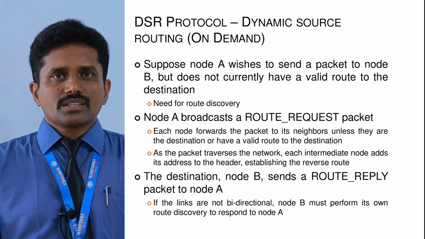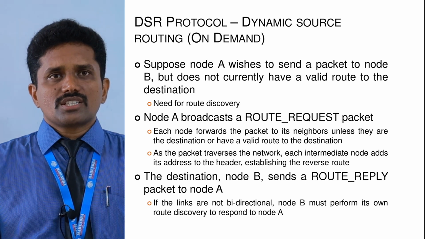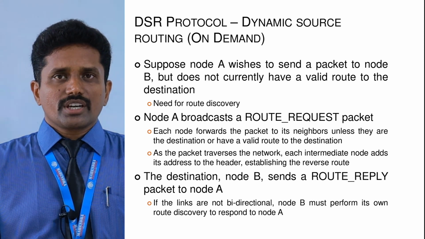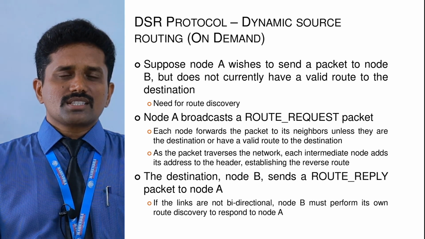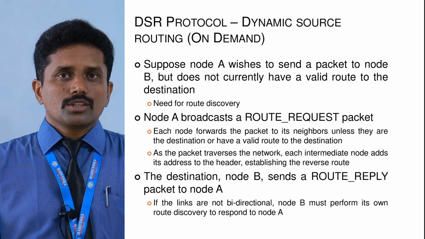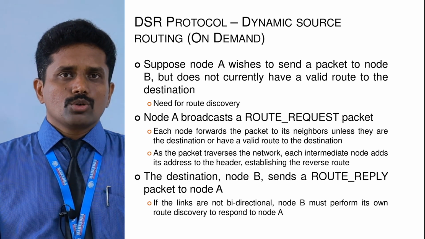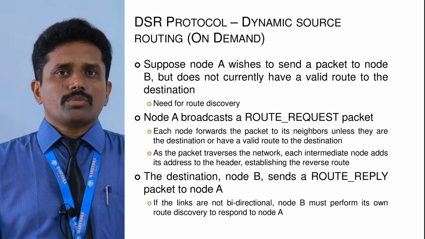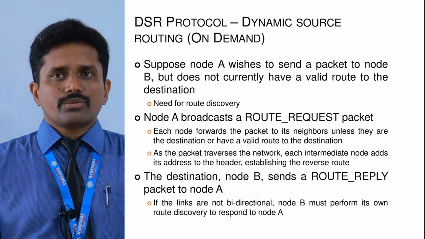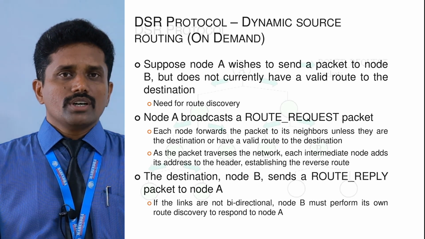As the packet traverses the network, each intermediate node adds its address to the header, establishing a reverse route. Once the packet reaches the destination, node B will acknowledge by sending a route reply packet from node B to node A. If the links are not bidirectional, node B must perform its own route discovery to respond.